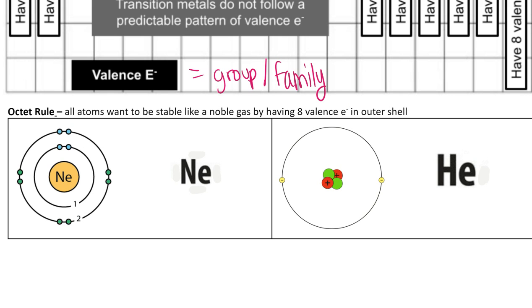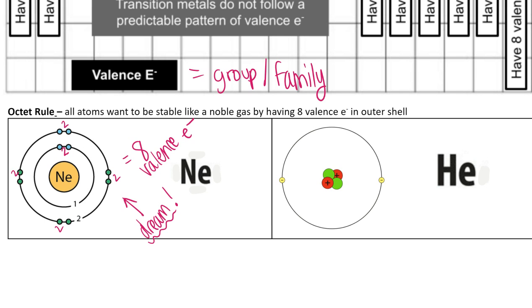So neon is an example, right? Neon has 10 electrons altogether. Here's 2 in energy level number 1. And then there's 2, 4, 6, 8. So altogether it has 8 valence electrons. This is every atom's dream. This is what they all want, okay? Having 8 electrons on that outer shell is the best thing that an atom could have, okay?